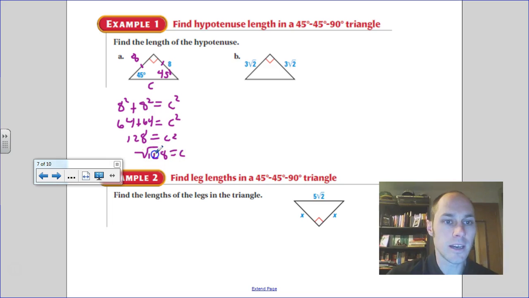If we simplify this down into simplest radical form, trying to find numbers that we can divide out, well, 128 can be divided by 4. When I divide it by 4, 128 divided by 4 is 32. So square root of 4 times square root of 32.